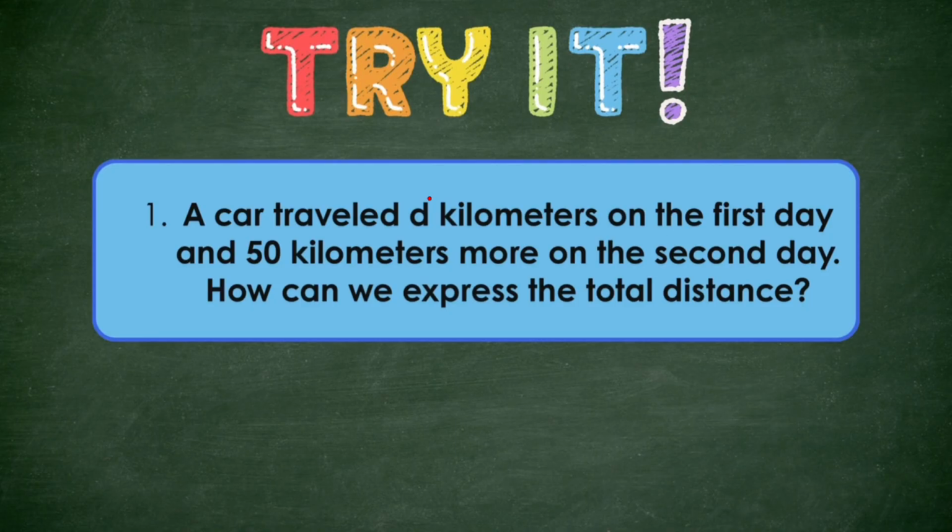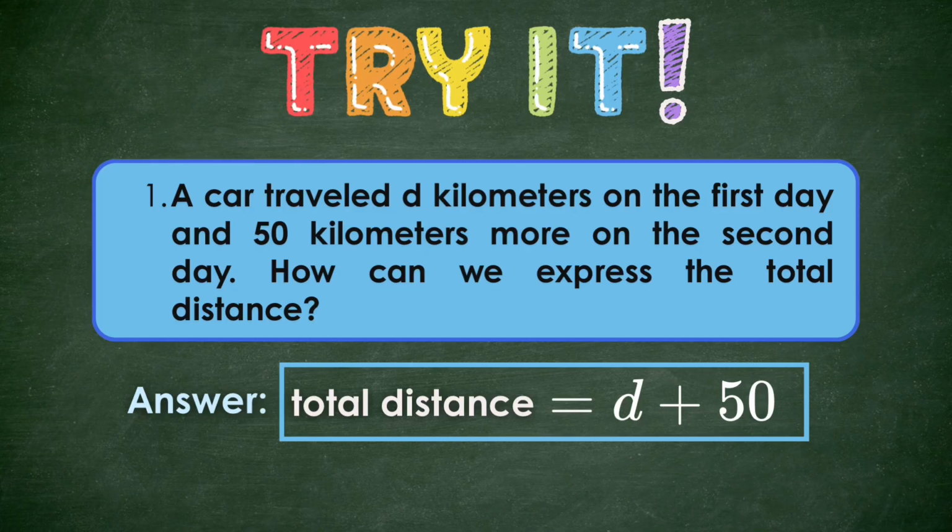All right, let's check your answer together. The variable d represents the distance the car traveled on the first day. On the second day, it traveled 50 kilometers more. And remember, more means we add. So the total distance is d plus 50. So that is our answer. d plus 50 is the total distance. Did you get the correct answer? Fantastic! Give yourself a pat on the back.